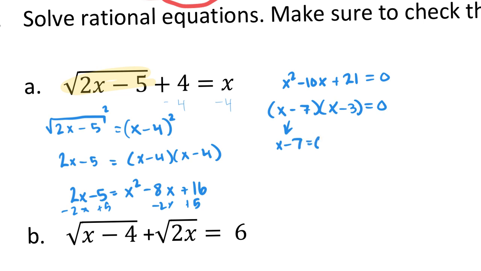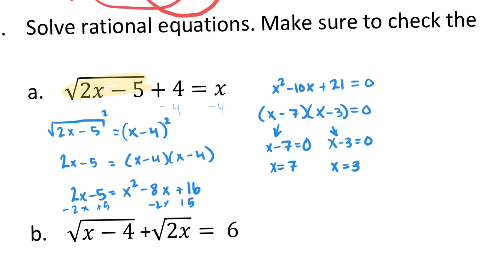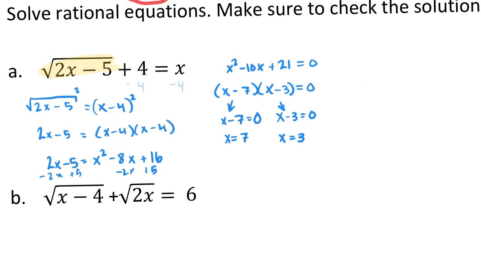And set each factor equal to 0. Like that. And we have our 2 possible solutions. Okay. There is one last thing we need to do here.